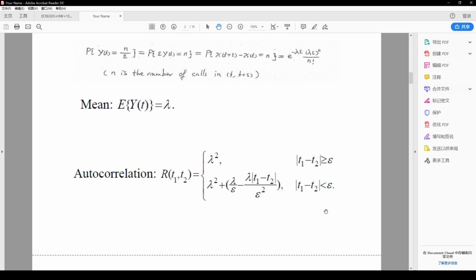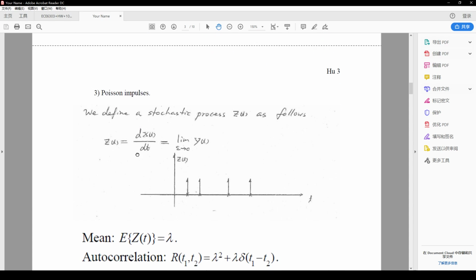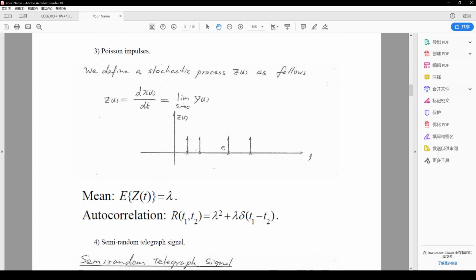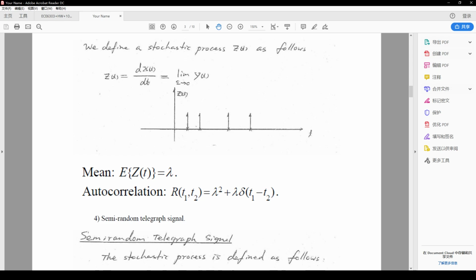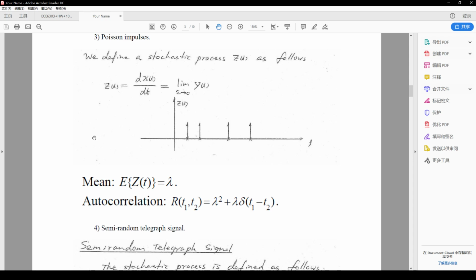So when epsilon goes to 0, the triangle will become an impulse, and the whole Poisson increment will be an impulse process. And third is the Poisson impulses, which means epsilon is 0 in the Poisson increment. The basic definition is that Z(t) is equal to the derivative of X(t), where X(t) is a Poisson process. It is also defined as the limit when epsilon goes to 0 of the Poisson increment. In this part, we got the feature that the mean value is lambda, which is the same as the Poisson increment. And the autocorrelation will be this.